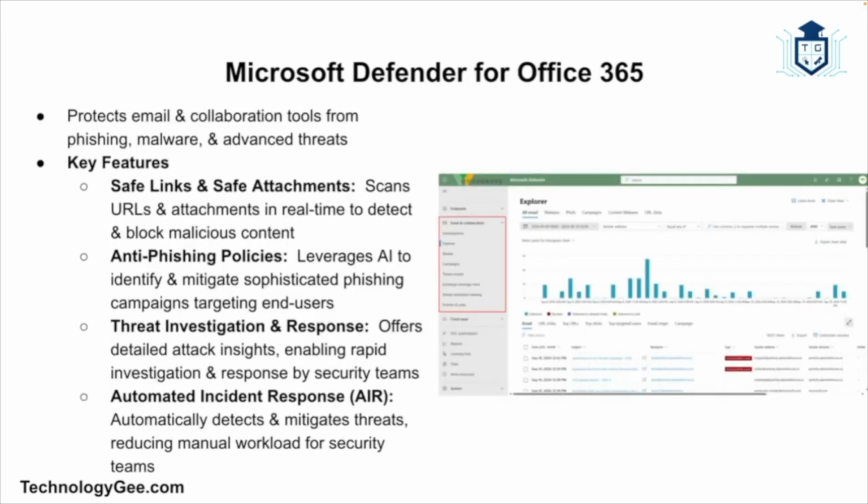So let's talk about Microsoft Defender for Office 365. So this is designed to protect email and collaboration tools from phishing, malware, and other advanced threats. And its features include the following. So it can scan URLs and attachments in real time to detect and block malicious content. It can use AI to identify and mitigate sophisticated phishing campaigns targeting end users.